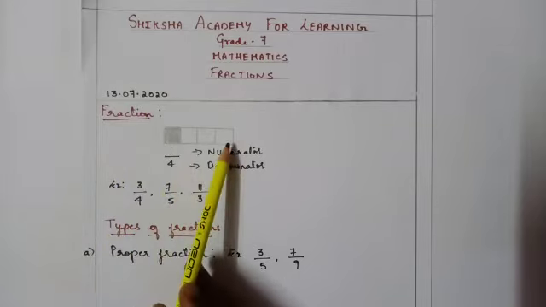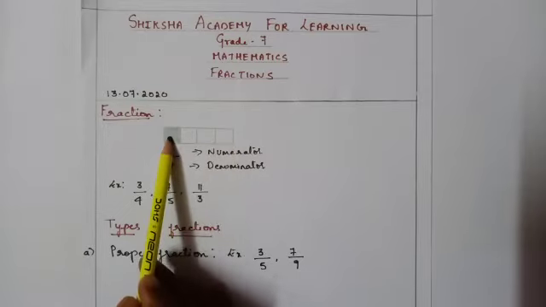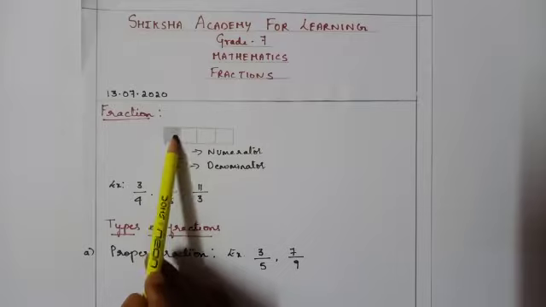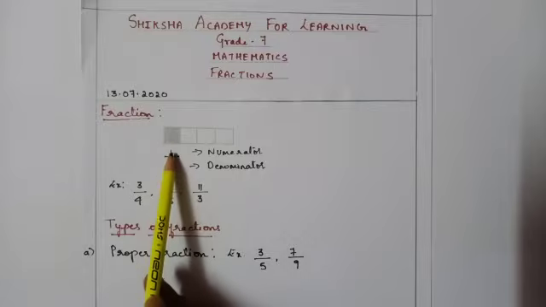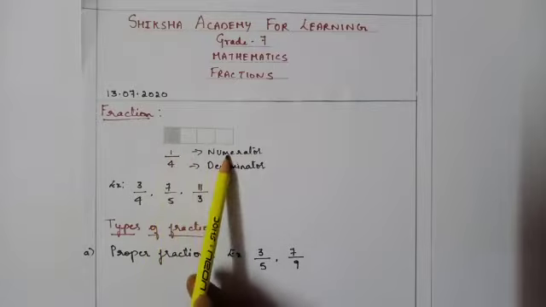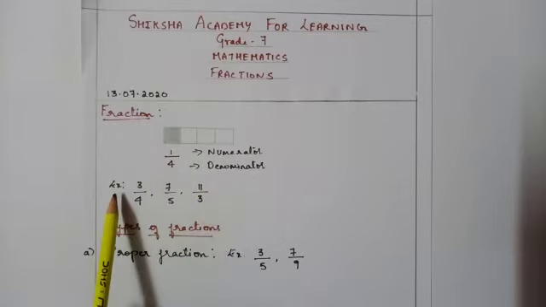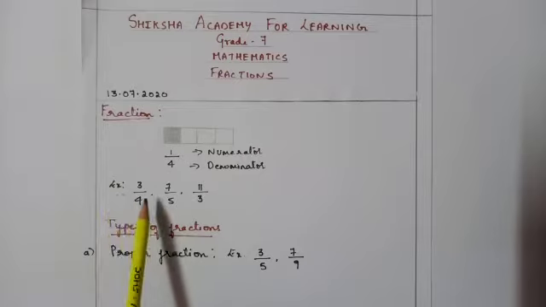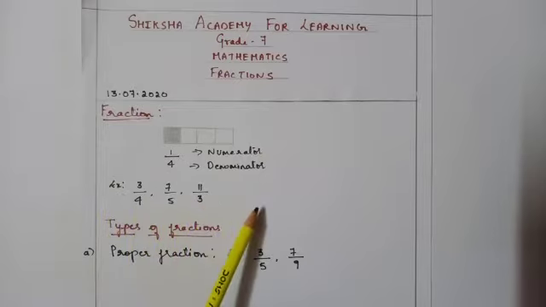Consider this rectangle where it has been divided into four equal parts. Out of this, one part has been shaded, right? I express this shaded part as 1 by 4. That means out of four parts, one part has been shaded. Okay. This one is called as numerator, whereas this 4 is called as denominator. We have got the examples for the fractions like 3 by 4, 7 by 5, 11 by 3, etc.